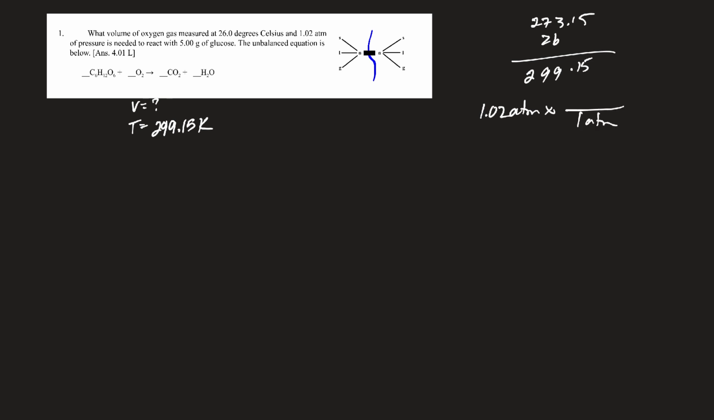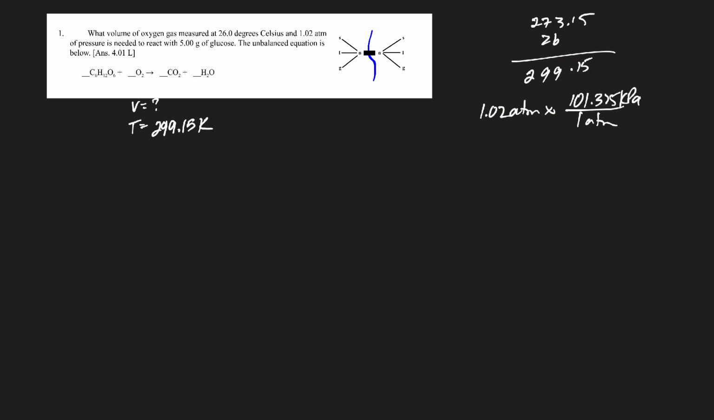All right, here's a good question, a stoich question. It says, what volume of oxygen gas, at temperature 26, so I need to figure that out. 26 plus 273.15, so the temperature's 299.15 Kelvin. And 1.02 atmospheres. I have to convert that too to kilopascals. 1.02 atmospheres times 1 atmosphere is the same as 101.325 kilopascals.